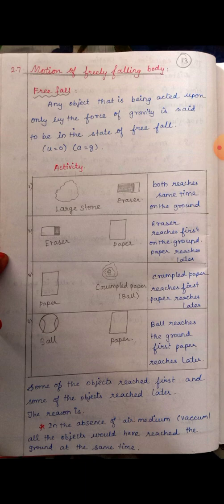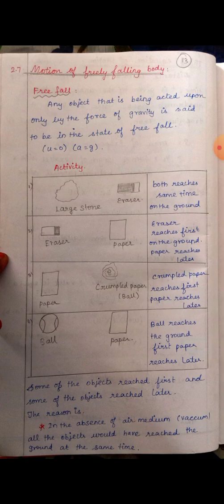Now let us do one activity. First we are taking a large stone and an eraser. One hand we are having the large stone and the other hand we are having the eraser. We are throwing both at the ground. Both reach the ground at the same time.